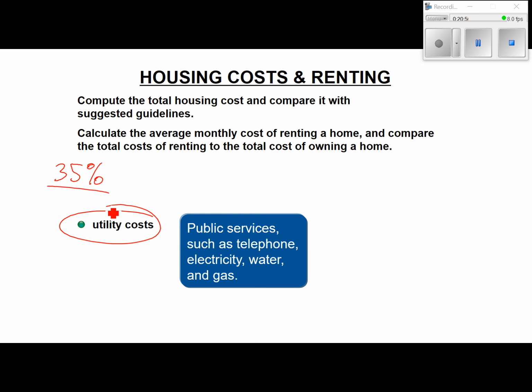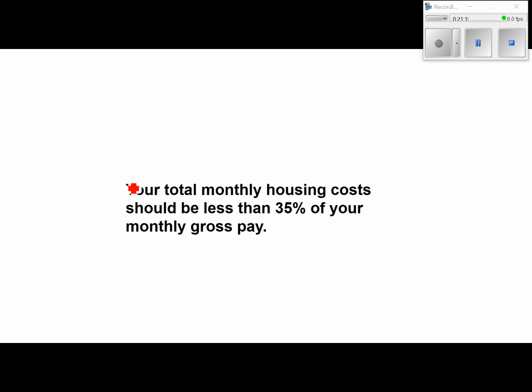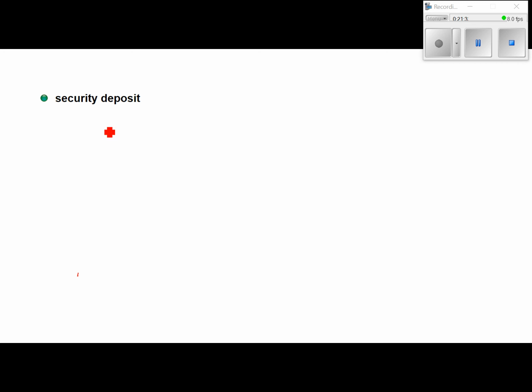Some places like Lockengrin have other costs that go into that, like your gate fees. I think it's an HOA fee, a homeowners association fee, for living in that gated community. So there are different things that go into these costs. Your total monthly housing cost, again, should be less than 35% of your monthly gross pay. Don't make it any more than that or you'll struggle.